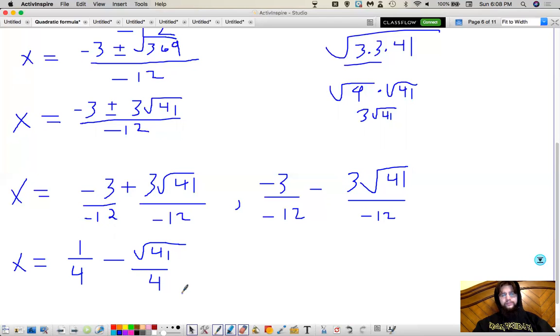There we go. This is how you'd write it. You wouldn't combine them. You leave it like that. That's a 4th. And obviously this is going to be the same thing with a different sign. Negative makes a positive.